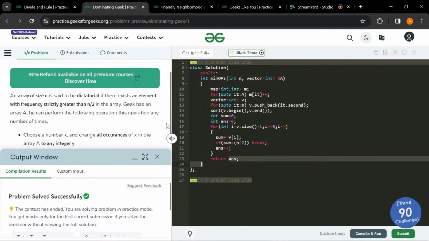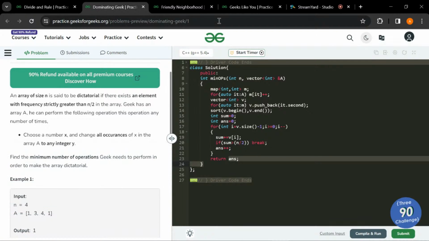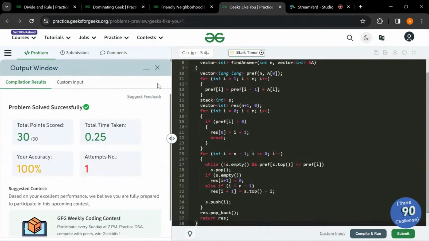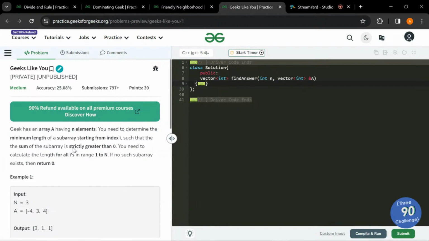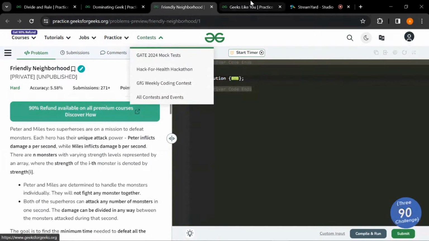Right, so successfully submitted. Then the third problem, this one, Geeks Like You. So how many of you were able to solve this problem? And this is the best problem of this contest. This one and the last problem, Friendly Neighborhood.